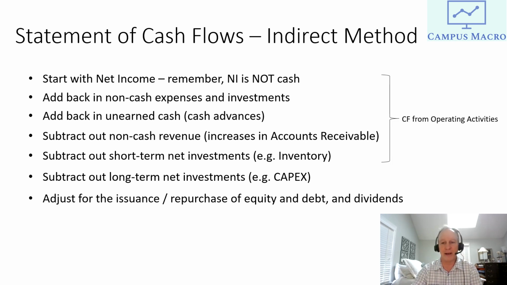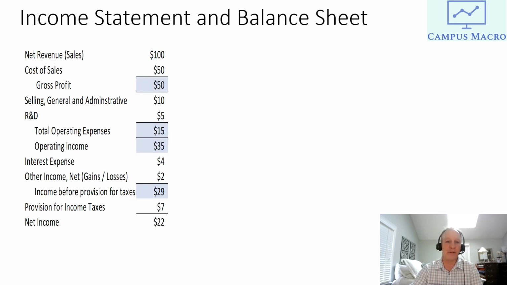The stuff there at the top is cash flow from operating activities. The CapEx part is cash flow from investing activities. And then at the bottom is cash flow from financing activities. Okay, so let's go through an example. Here is an income statement. And this was the same income statement that I produced in my income statement video. And you see we have net income of 22.